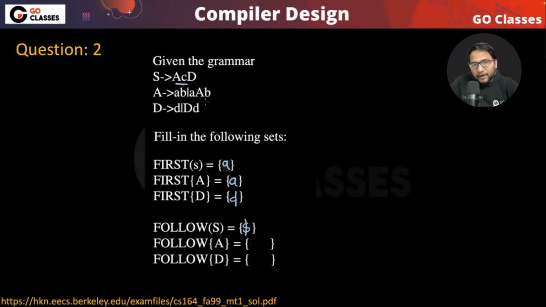Now, what about the follow of capital A? Capital A is coming here, and capital A is coming here. So this is B and C.